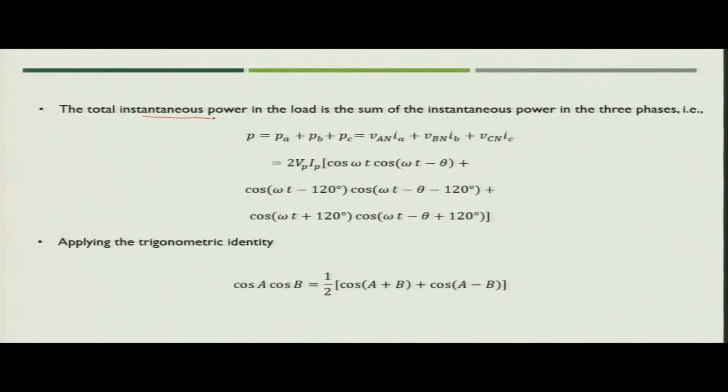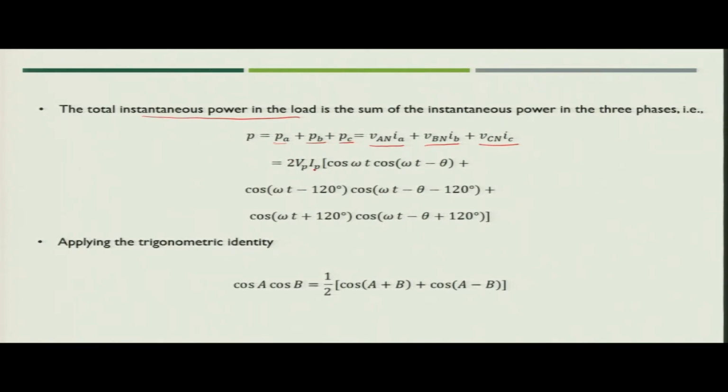Now, the total instantaneous power in the load will be the sum of the individual phase instantaneous powers. So, we can write the total instantaneous power P as PA plus PB plus PC. Now, what is PA? PA will be VAN into IA, PB will become VBN into IB, and PC will become VCN into IC. Now, we will put in the values of VAN IA, VBN IB and VCN IC, and we will see there are some trigonometric terms.